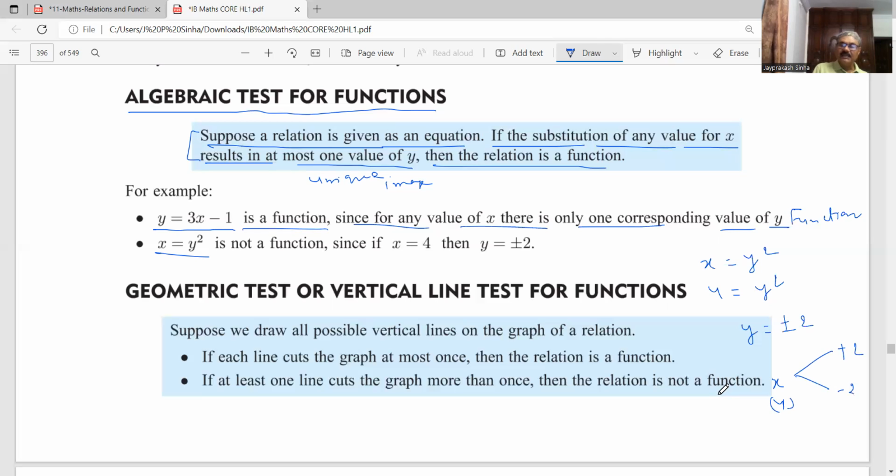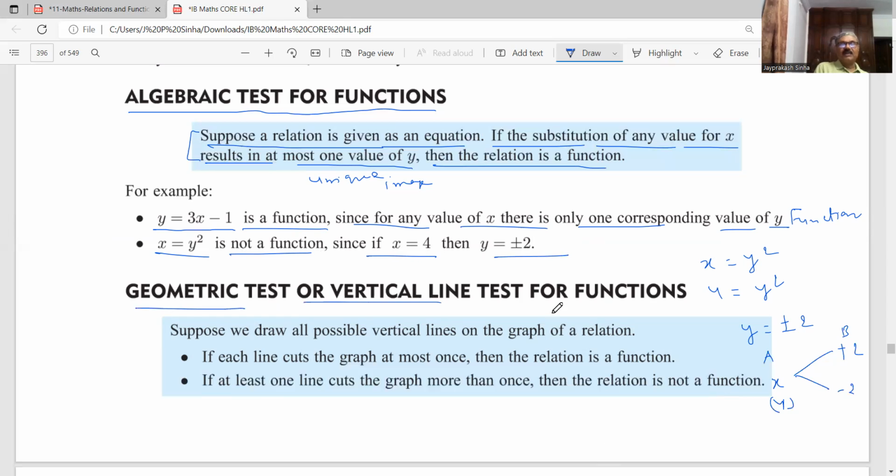It means whatever element you are choosing for x, it is not having a unique image in set B. This gives the element of set A and this gives the element of set B. It is having two values. So here we are not getting a unique image for a value of x, so it is not satisfying as a function. So x is equal to y square is not a function, since if x is equal to 4, then y is equal to plus minus 2.